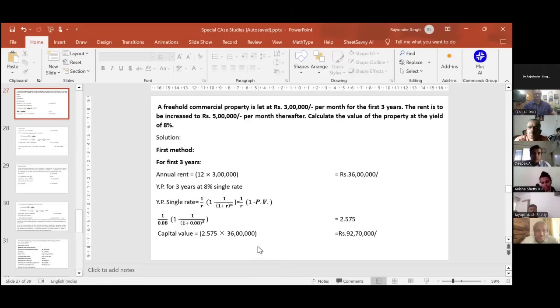Such a type of question may be asked by a client or a company who wants to rent out its premises to someone, what should be your answer? A freehold commercial property is let out at 3 lakhs per month for the first 3 years. The rent is to be increased to rupees 5 lakhs per month thereafter. Calculate the value of the property at the yield of 8%.